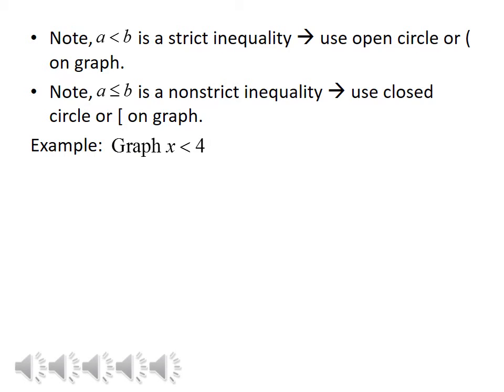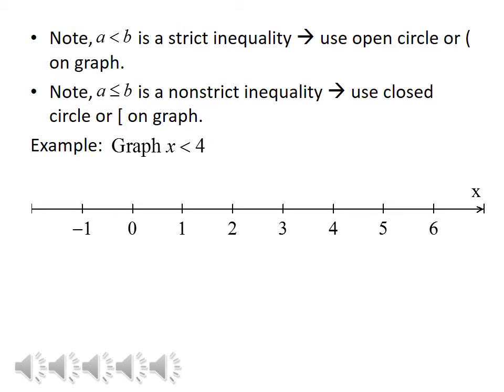So let's do an example. We want to sketch the graph of the inequality x is less than 4. So we start with just a number line, and we need to find the point where 4 is on the number line. Okay, so we found 4 on the number line. We want to graph x is less than 4. So where are the numbers that are less than 4? Are they to the left or to the right?